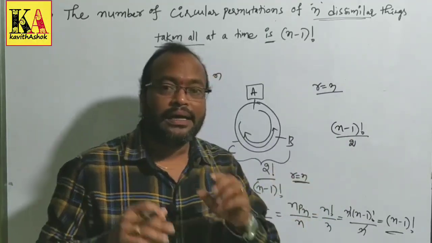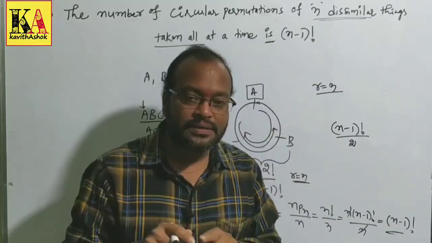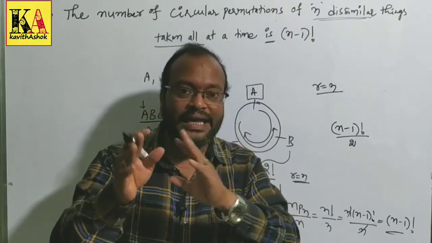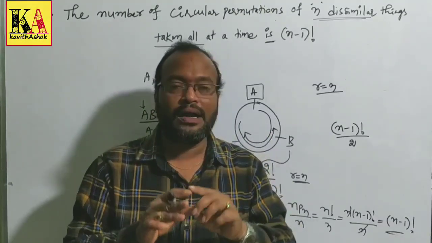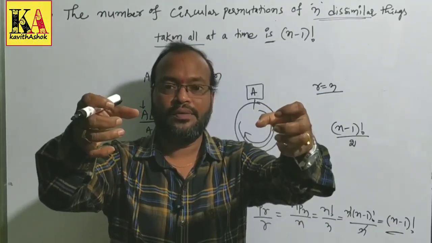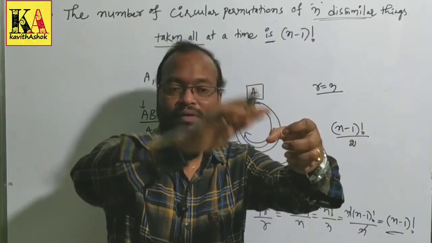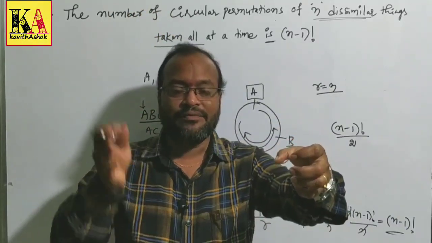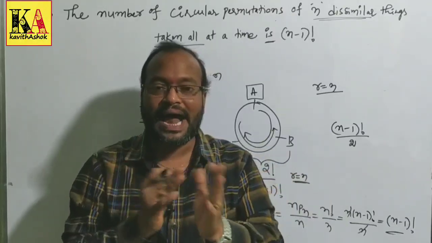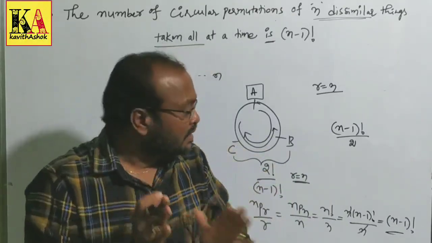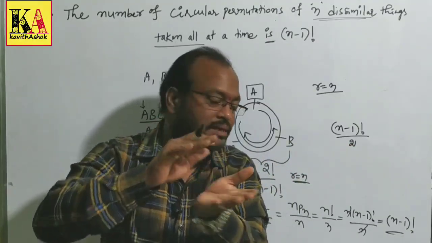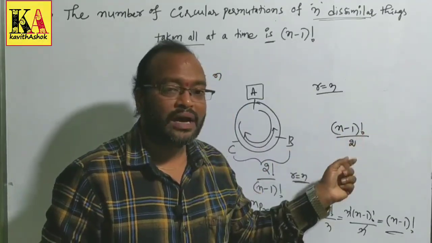Why? Because in the case of garlands of flowers and chains of beads, there will not be any change in direction. If we cut the garland like this, from that direction clockwise becomes anti-clockwise, and from the other direction anti-clockwise becomes clockwise. So when clockwise and anti-clockwise coincide, half of the circular permutations will decrease. That's why we get n minus 1 factorial by 2.